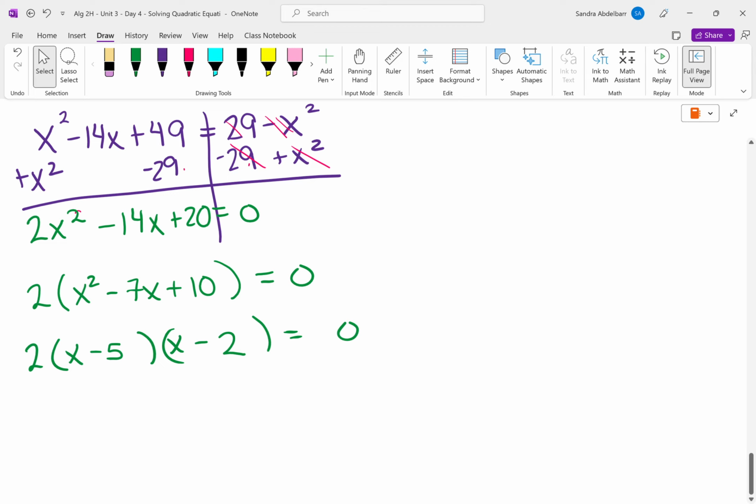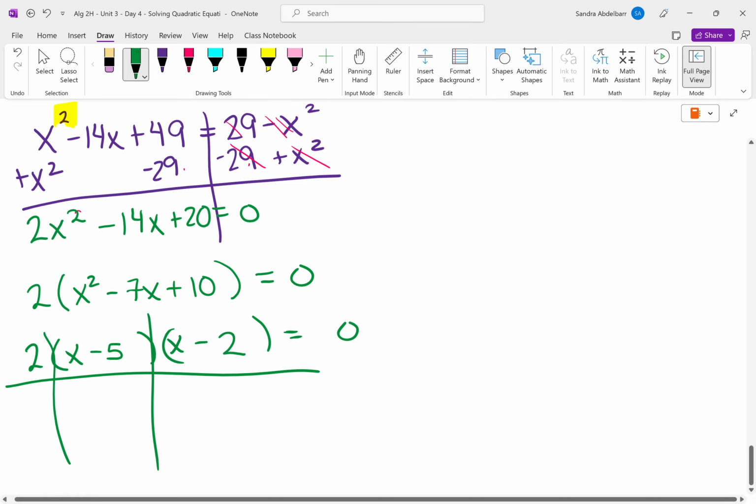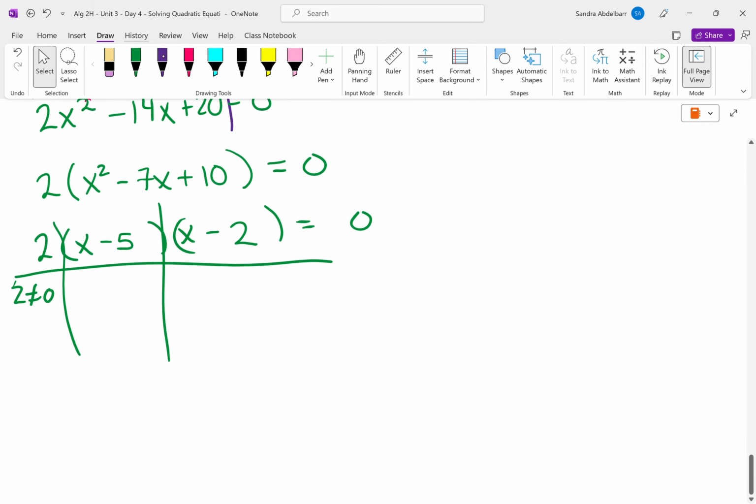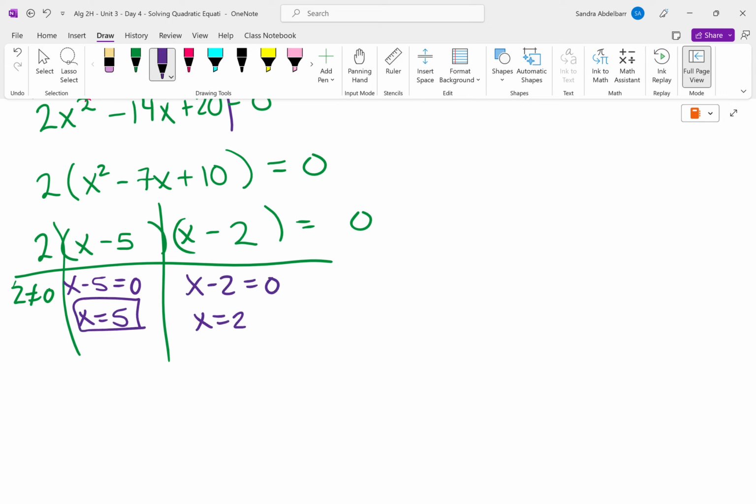How many solutions should we have here? Based on the exponent, we should have 2 solutions. Do we agree? Can 2 ever equal 0? No, 2 can never equal 0. We're not solving anything there, so that's out. But x minus 5 can equal 0 when x is 5, so that's one solution. And x minus 2 can equal 0 when x is 2. That is our second solution.